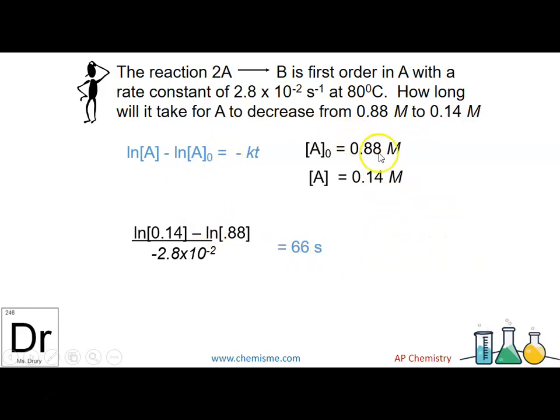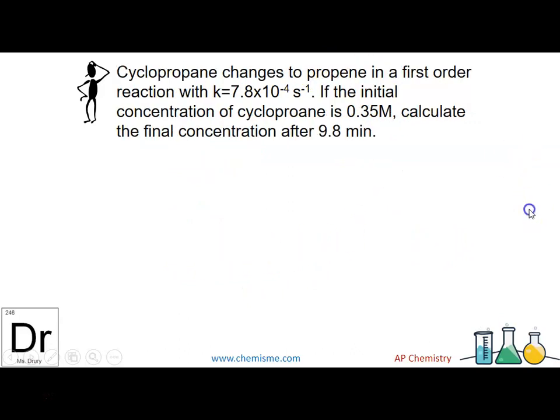Now, the only reason you were able to do this is because you probably had done a series of other experiments where you knew it was first order, right? Let's try this again. This one says cyclopropane changes to propene in a first order reaction, where k is 7.8 times 10 to the minus 4 per second. If the initial concentration is 0.35, calculate the final concentration after 9.8 minutes.